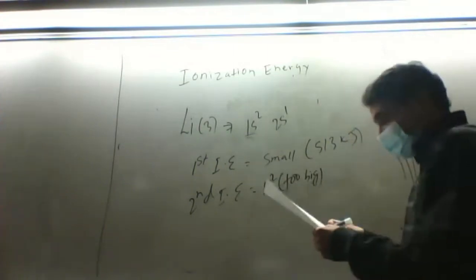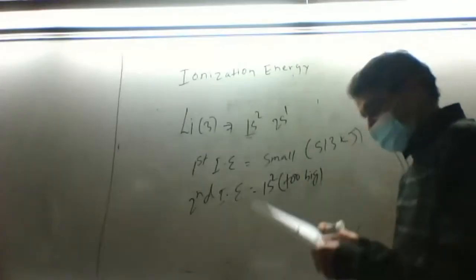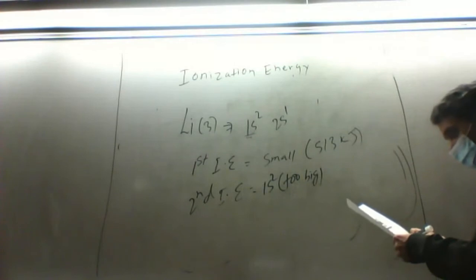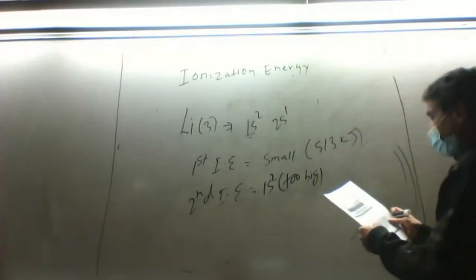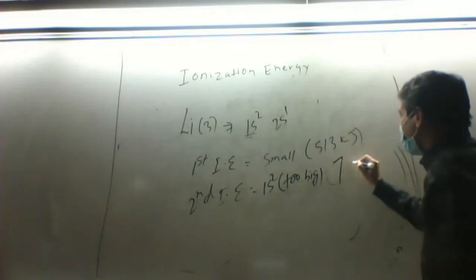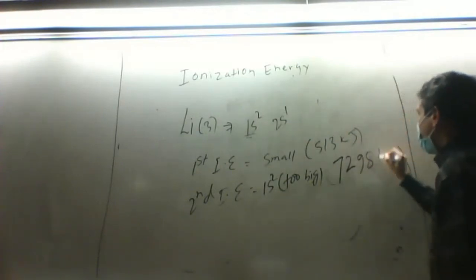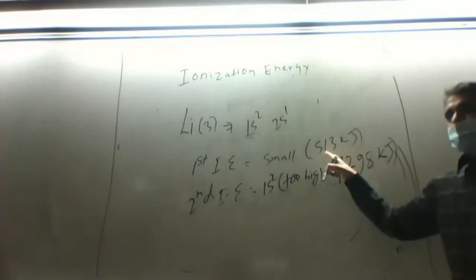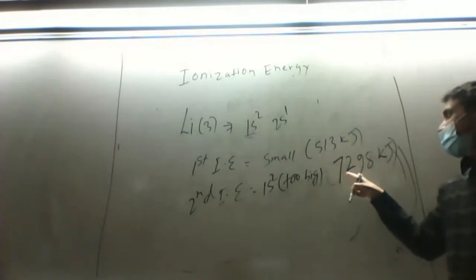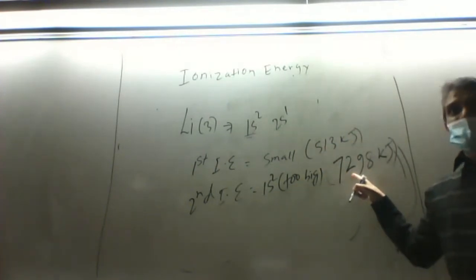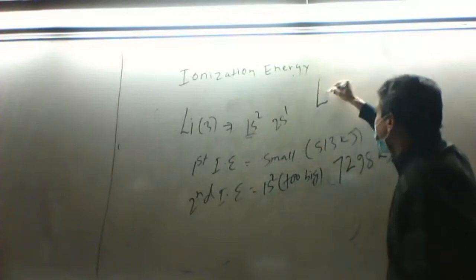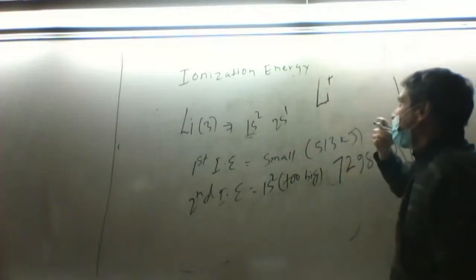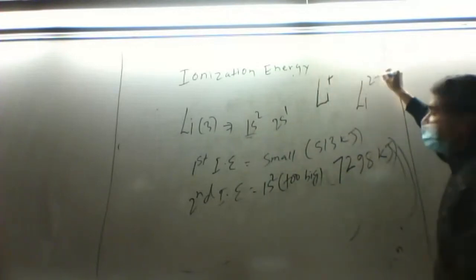Good. I already wrote the reason here. You can read it at home. Now, the second was 7,298 kilojoules. Too much. You might be expecting 530, maybe 700. No, it takes too much energy to remove the second electron of lithium. So you never see something like Li2 plus; everywhere you see Li plus.